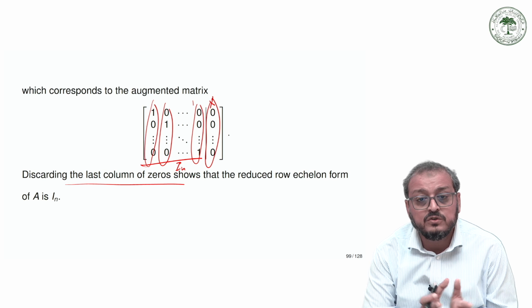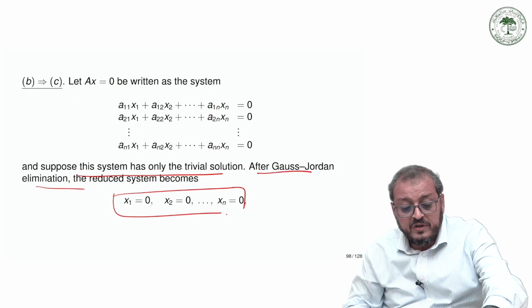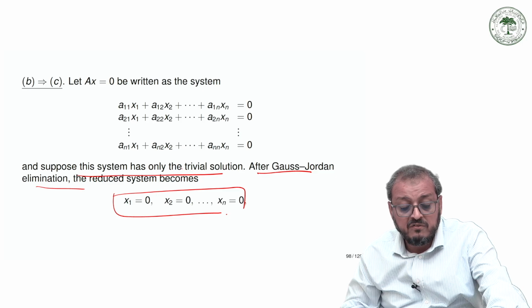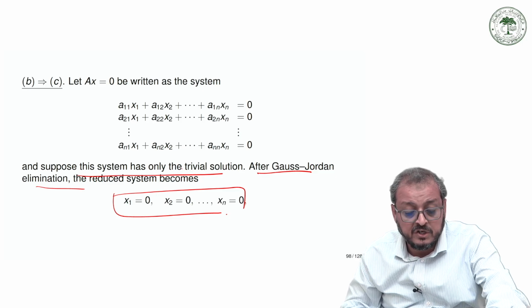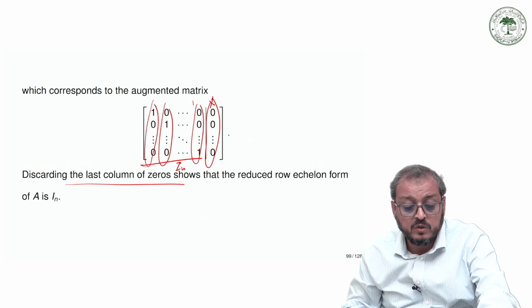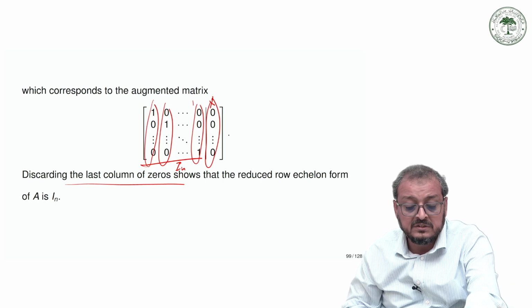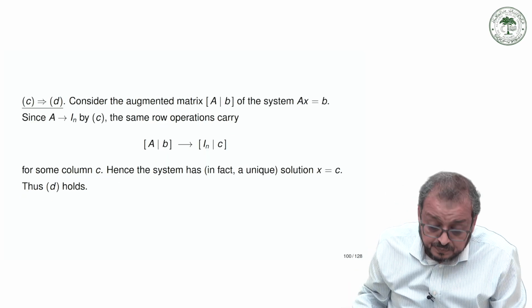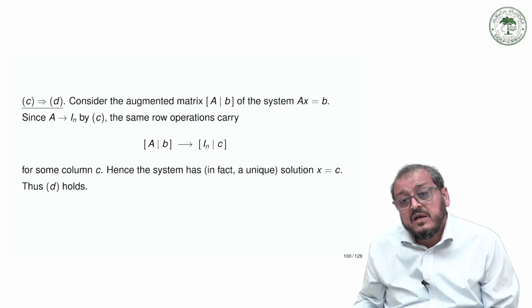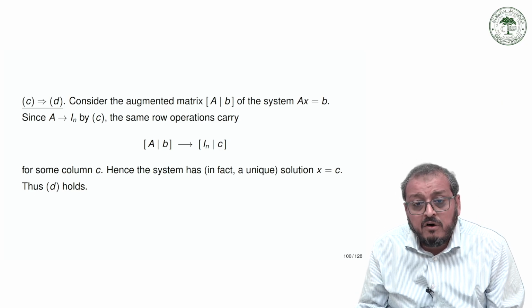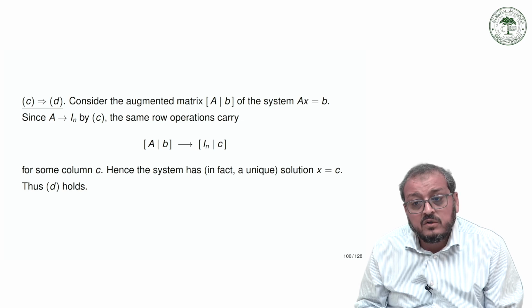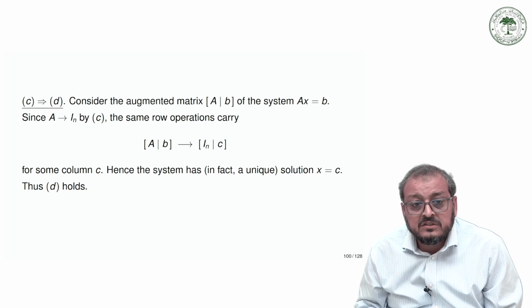If Ax equal to 0 is a homogeneous system, we just write it this way, and because this system has only the trivial solution, the reduced echelon form should be in this form, and this is nothing but the identity matrix. So this is true. Now if the system has the identity form, then we can show that x equal to c exists, and this is a solution.